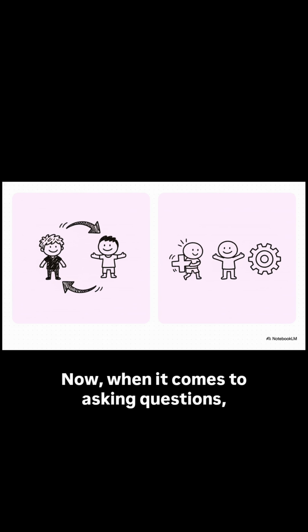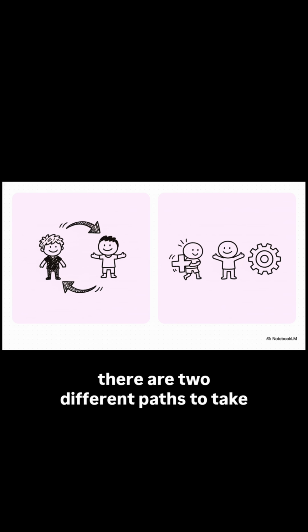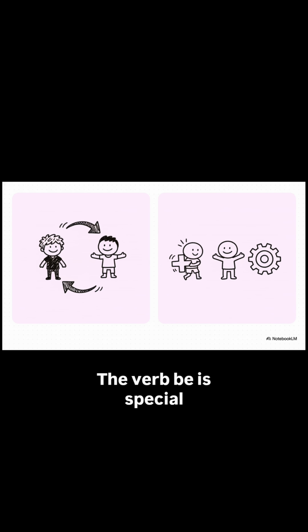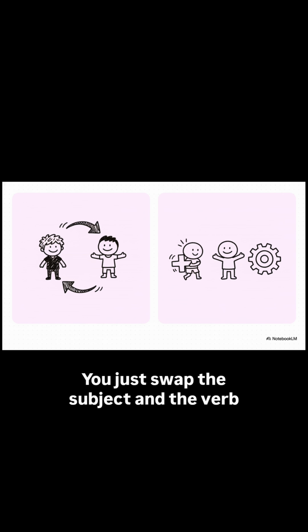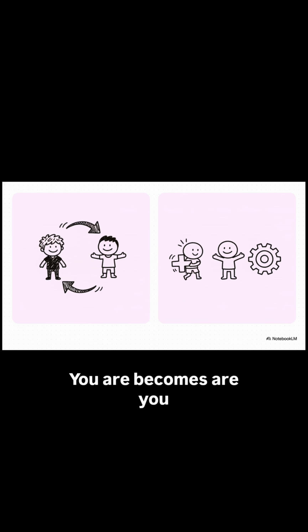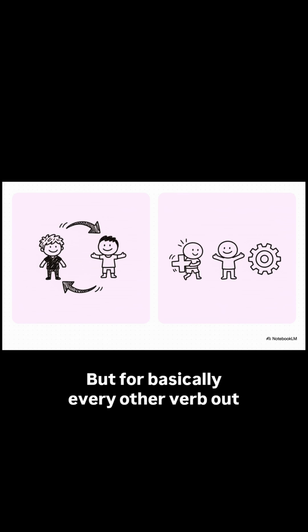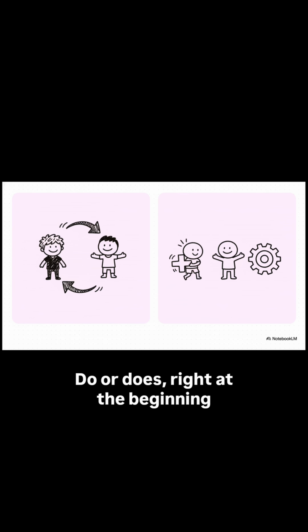Now, when it comes to asking questions, there are two different paths to take. The verb be is special. It's kind of famous. You just swap the subject and the verb. You are becomes are you. Easy, right? But for basically every other verb out there, you need that helper, do or does, right at the beginning. You work becomes do you work.